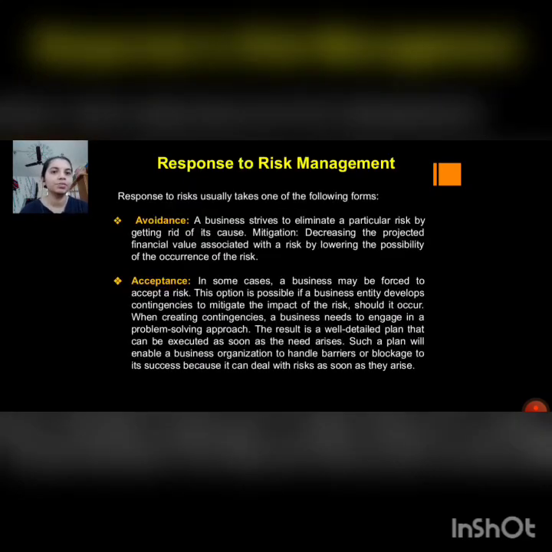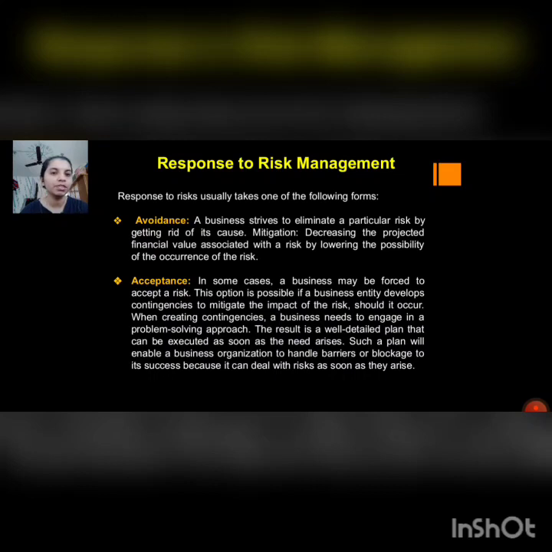Response to risk management. Response to risk usually takes one of the following forms. Avoidance. A business strives to eliminate a particular risk by getting rid of its cause. Mitigation. Mitigation decreases the projected financial value associated with a risk by lowering the possibilities of the occurrence of the risk. Acceptance. In some cases, a business may be forced to accept a risk.